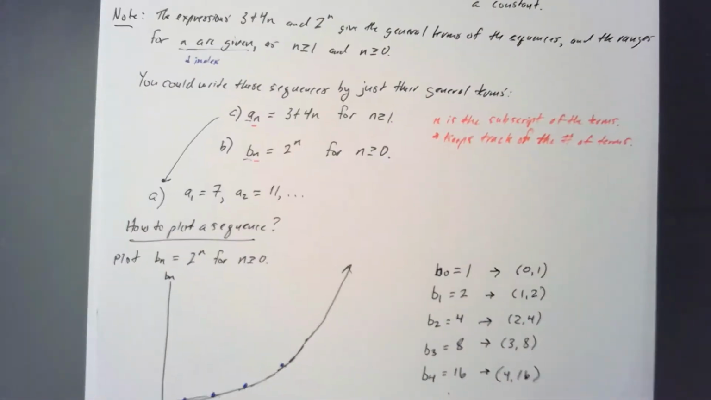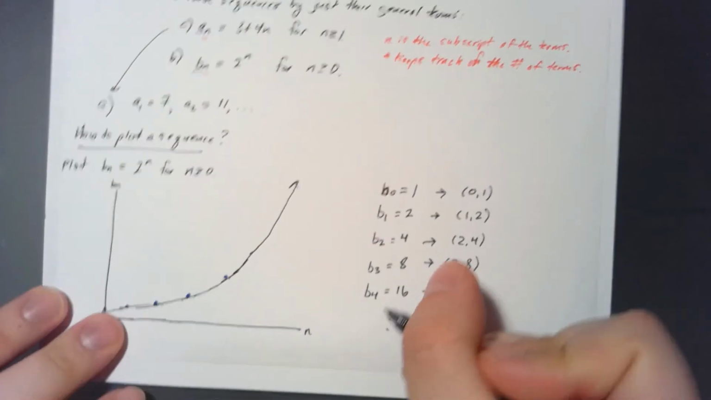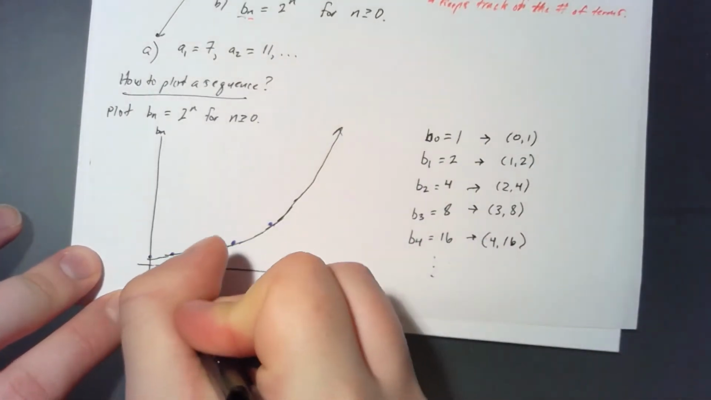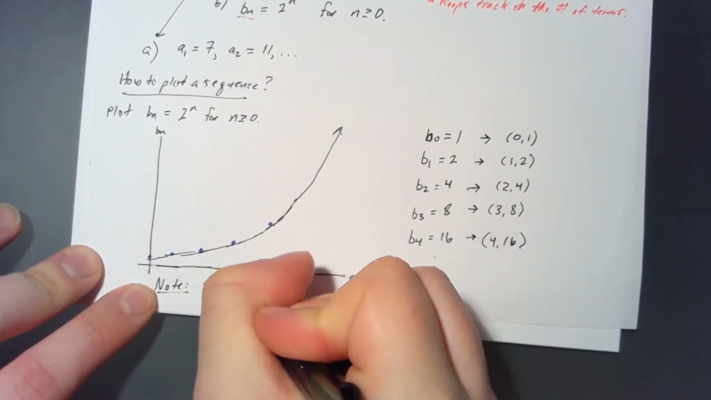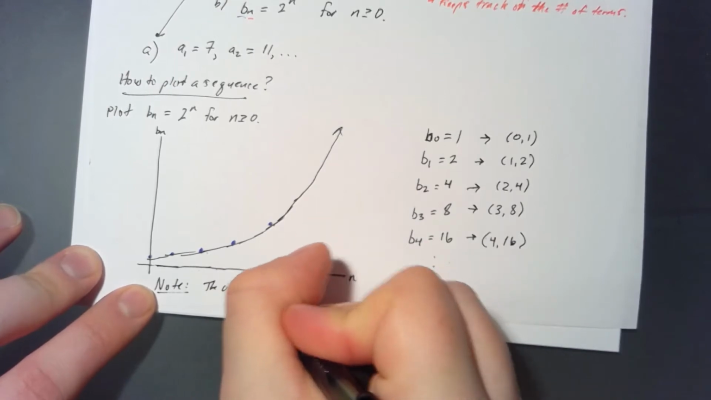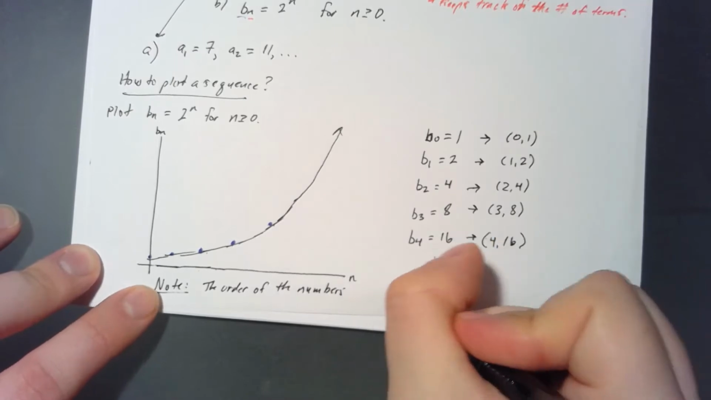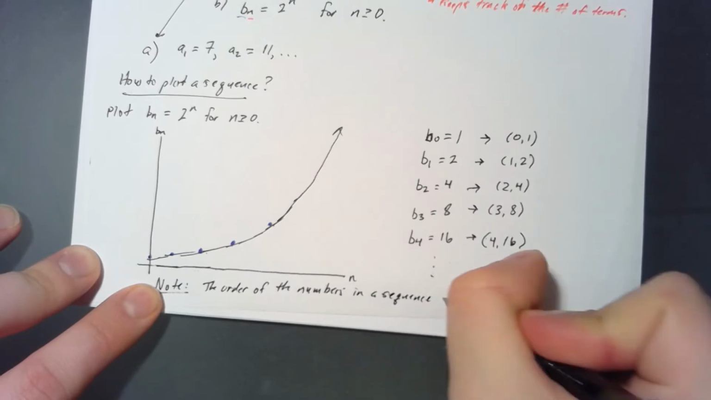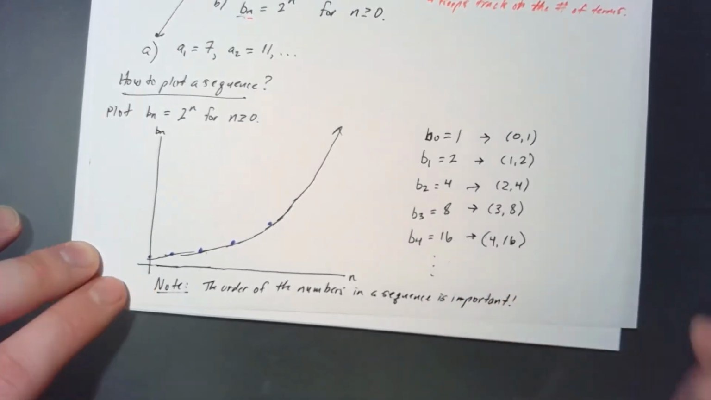I do want to make an important note here that I'll finish off down here at the bottom. I could squeeze it in here. So note, the order of the numbers in a sequence is important. What do I mean by that?